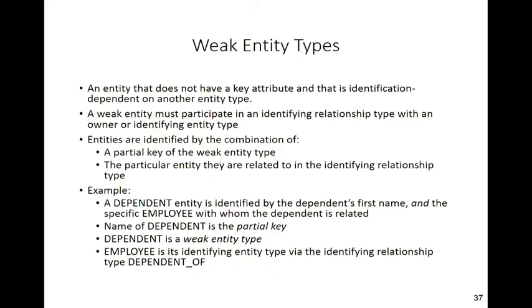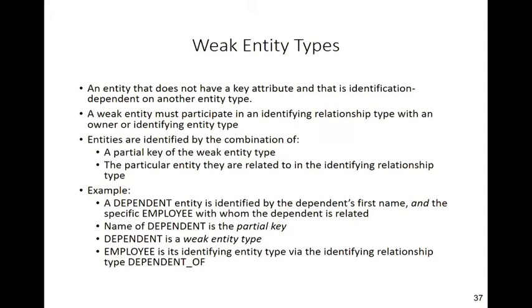Okay. So as I said, our weak entity types are an entity that does not have a key attribute and is identification dependent on another entity type, right? So again, we have multiple definitions of what a weak entity is. A weak entity must participate in the identifying relationship with an owner or an identifying type. And so again, it's the idea of that whole partial key scenario that we laid out.